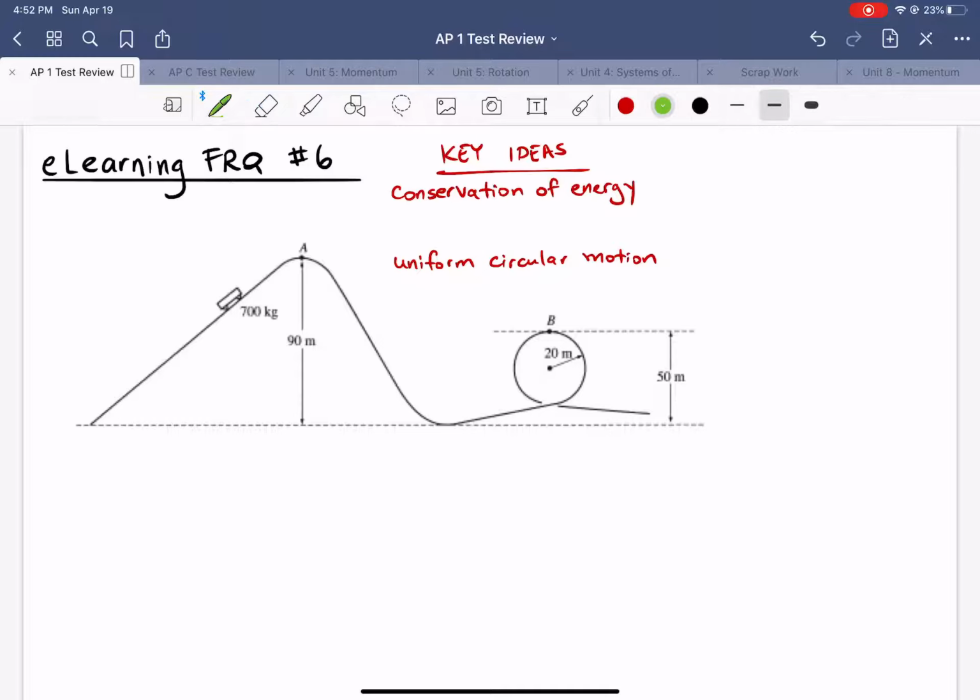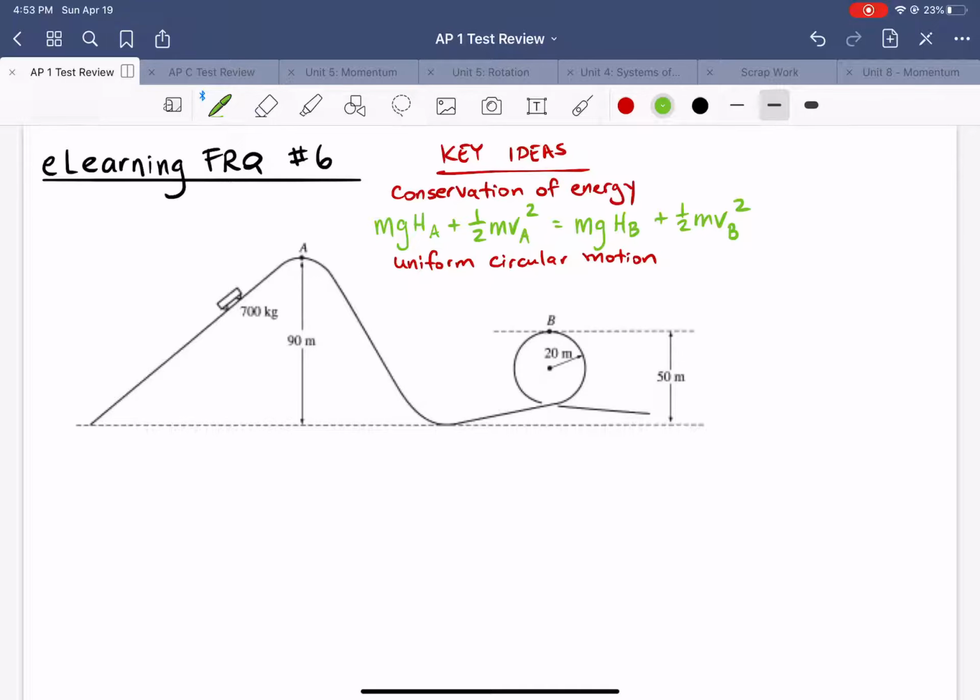So that means we can say, for instance, if we look at the cart at two different points, A and B, that at point A, the total energy will be gravitational potential energy, mg times h, the height at A, and the kinetic energy will be 1/2 m times the velocity at A squared. And if we add those two together, that's going to be equal to the total energy that we have at point B, which will be mg times the height of point B plus 1/2 m times the velocity at B squared. And we'll actually use this formula later on in the problem.